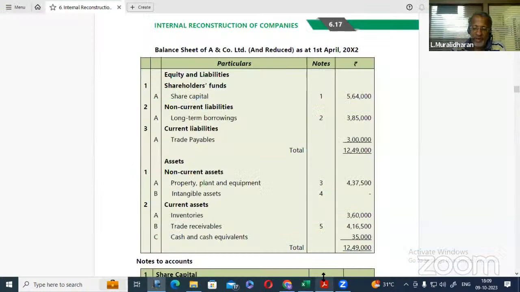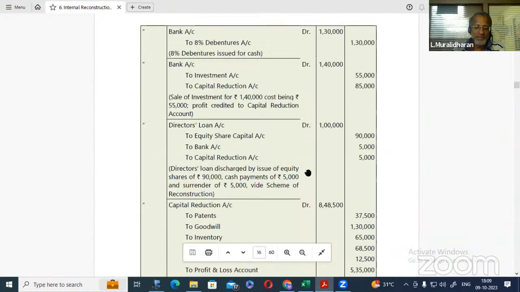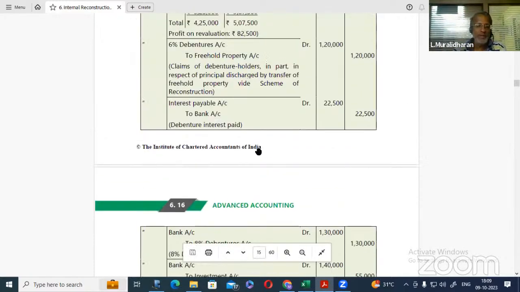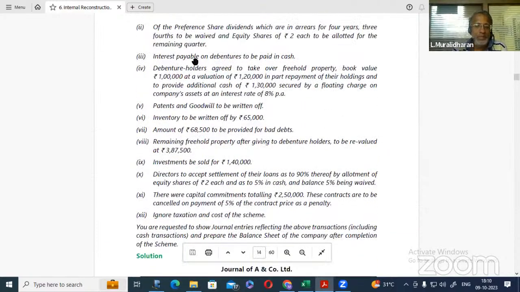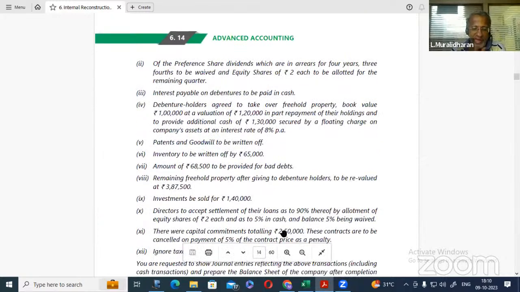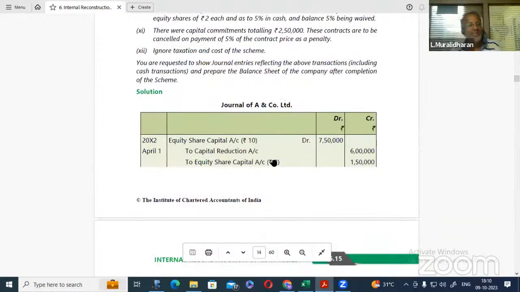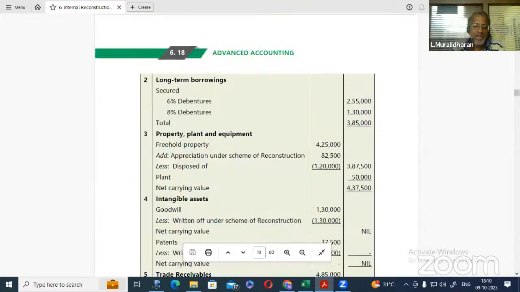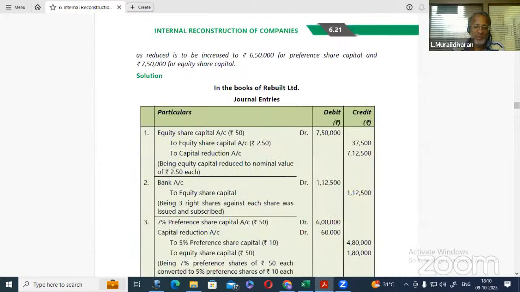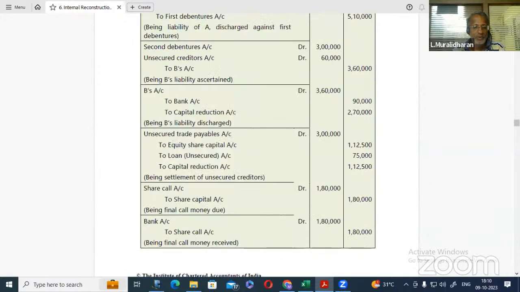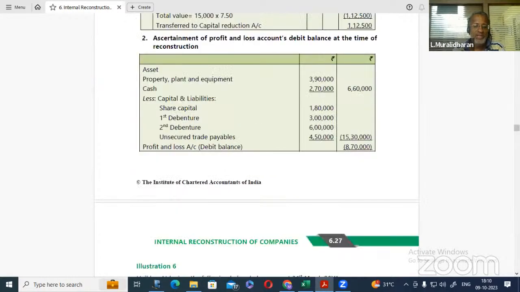Now, I will demonstrate in this particular case how journal entries are passed. Capital reduction would mean only equity shareholders and preference shareholders alone participate. Now, let us see the question. Here they say preference shares written down to 75. Then you find the outsiders are not participating. That is what we have to understand. By going through that, you will come to know. In other problems, they would have used the term reconstruction account. Here also, it is capital reduction only. In all places, they are using capital reduction only.